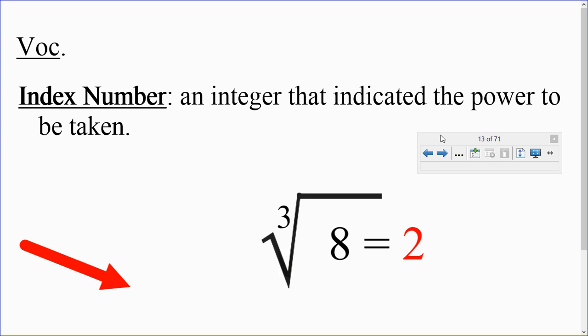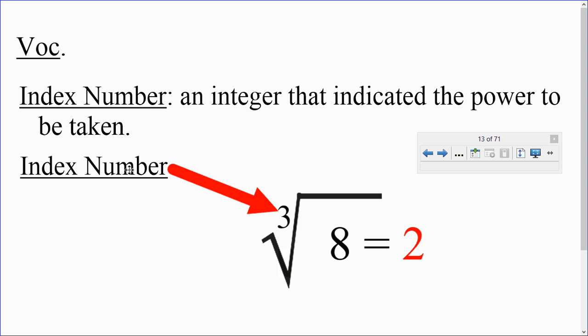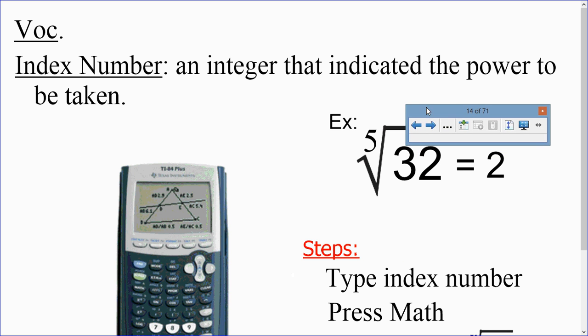And as I mentioned before, there's a little number that's outside of the radical sign, and it's called the index number. It's an integer that indicates the power to be taken. This little number here, 3, that's called the index number. So 3 is telling us how many times we're multiplying by to get the number under the radical sign. So we would take 2 three times to get the 8. So it's called the index number.